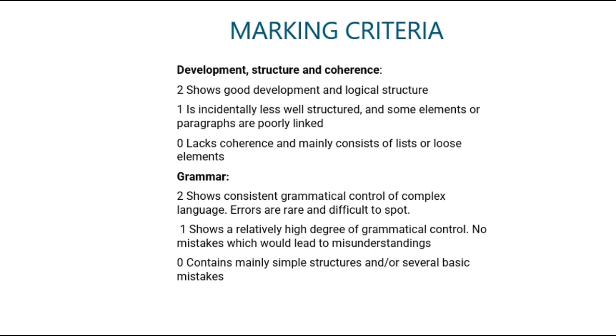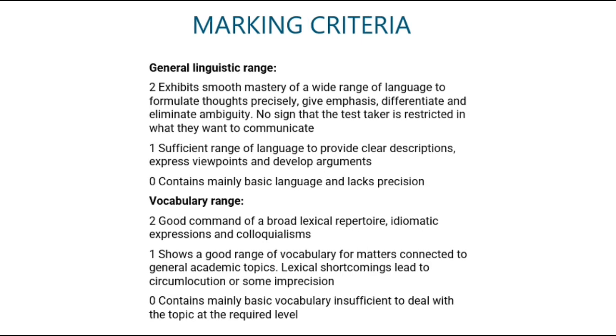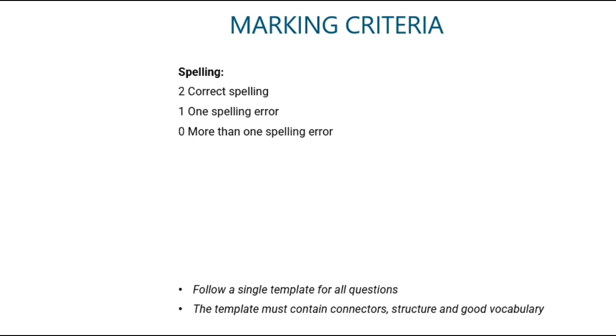Then you have the linguistic range. Exhibits smooth mastery of a wide range of language, 2 points. Sufficient range of language, 1 point. Contains mainly basic language, 0 points. Then you have the vocabulary. Good command, 2 points. Shows a good range of vocabulary, 1 point. Contains mainly basic vocabulary, 0 points. Then you have the spelling. Correct spelling, 2 points. 1 spelling error, 1 point. More than 1 spelling error, 0 points.